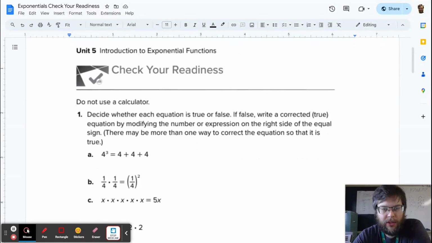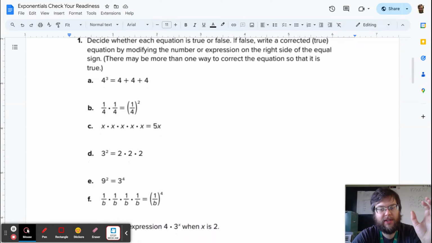Hello. So I'm doing the check your readiness that we did for our exponentials unit. What's really important here is keeping track of how we can represent multiplication that happens over and over again compared to addition that happens over and over again. We're going to be studying two basic types of patterns, one pattern that adds the same amount every time or subtracts, and one pattern that multiplies the same amount every time or divides. So pay really close attention to how we show those and how we write them different ways.